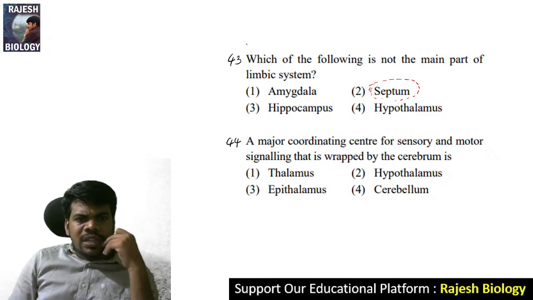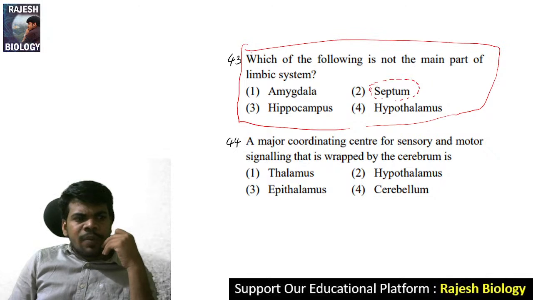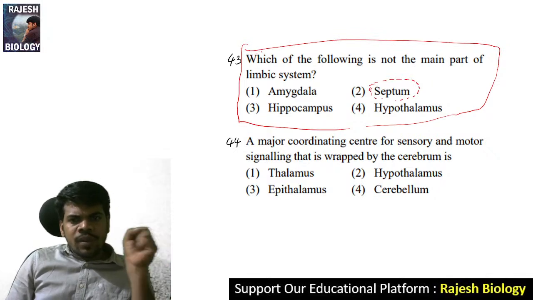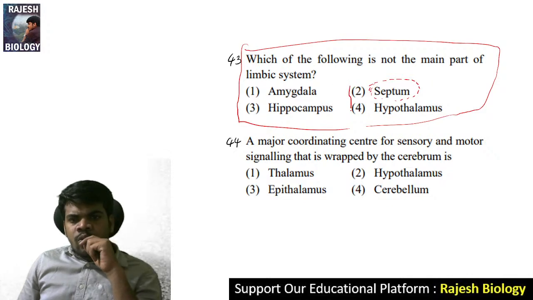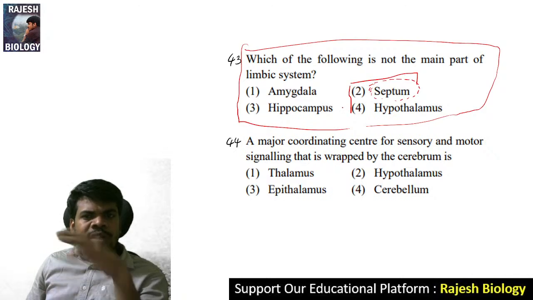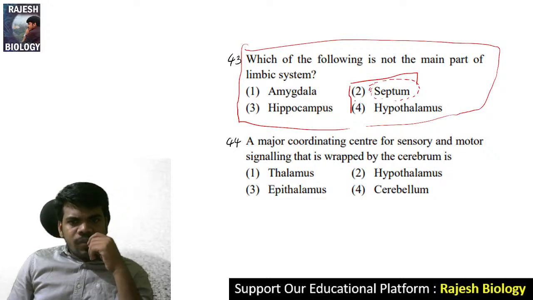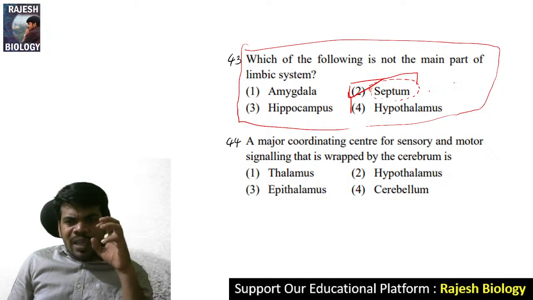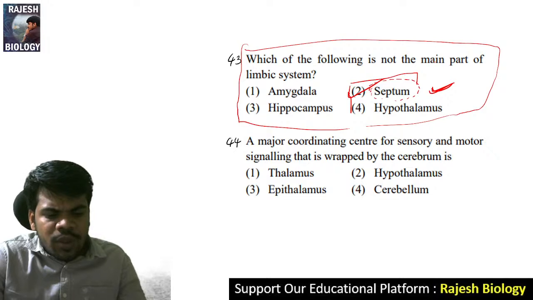Okay, take this screenshot and keep it separately or send this to our message. I am going to tell you what is septum, and between these two, what is the right answer, hypothalamus or the septum, because hypothalamus is not a part of the limbic system, but it is attached to the amygdala and hippocampus. Okay. According to my guess, septum is the right answer. That is not a part of the limbic system. Come to the 44.